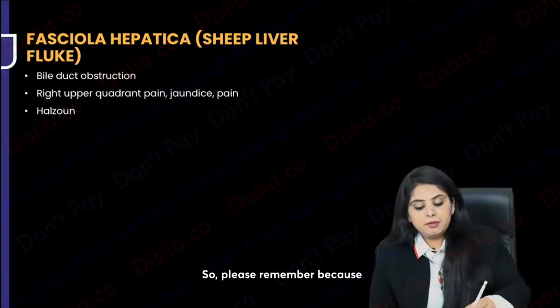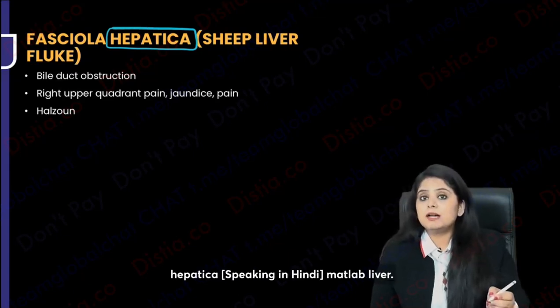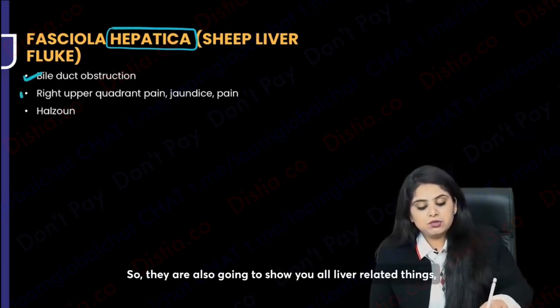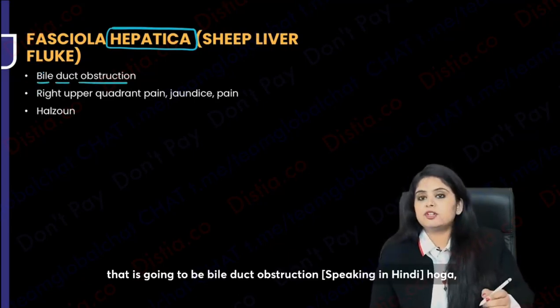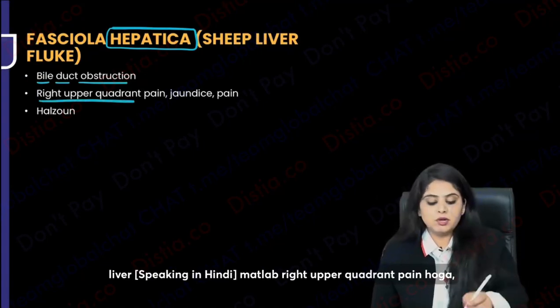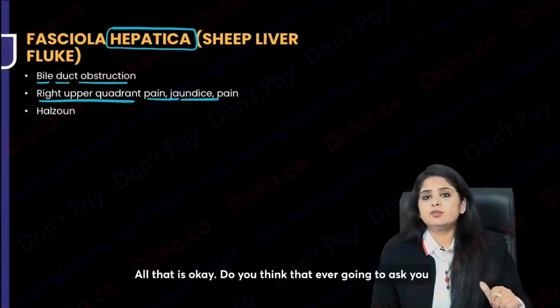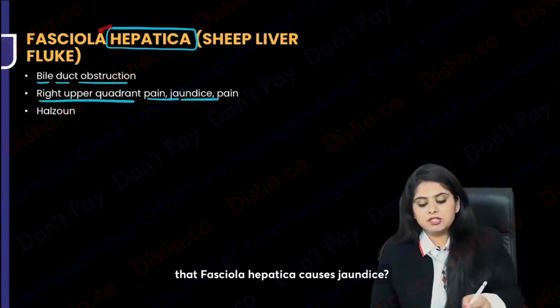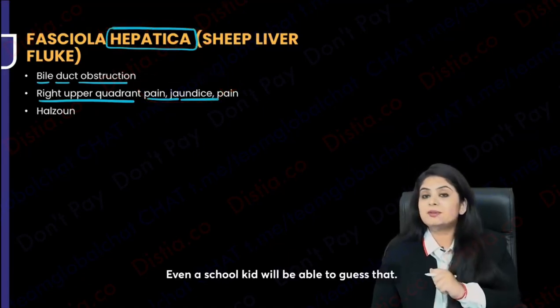So please remember, because I'm talking about Fasciola hepatica, hepatica means liver, so they are also going to show you all liver related things. That is going to be bile duct obstruction, right upper quadrant pain, jaundice of course in liver is going to be there. All that is okay. Do you think they're ever going to ask you that Fasciola hepatica causes jaundice? Even a school kid will be able to guess that.